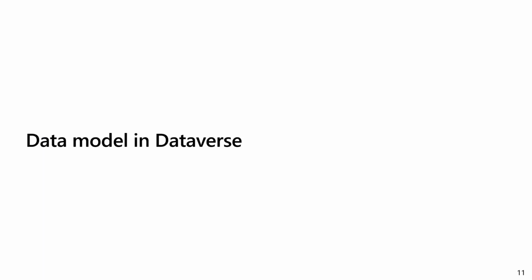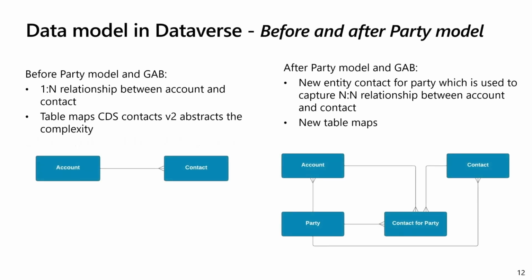Hello, everybody. Let's do a deep dive now into the entity data model in Dataverse after installing the party model and global address book solution. Before installing this solution in Dataverse, a contact could be associated with an account. That is, one account relates to zero to many contacts. Also, an account could be assigned a primary contact, where application logic prevented the same contact from being designated as the primary contact for more than one account. Therefore, this mapping does not support a many-to-many relationship between contacts and accounts.